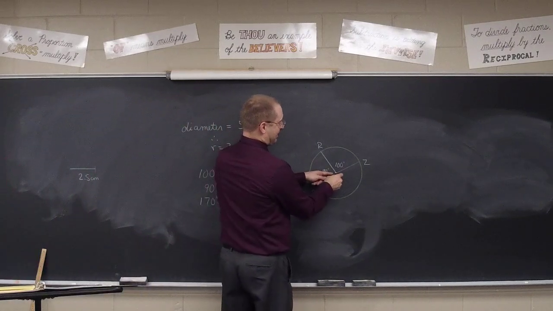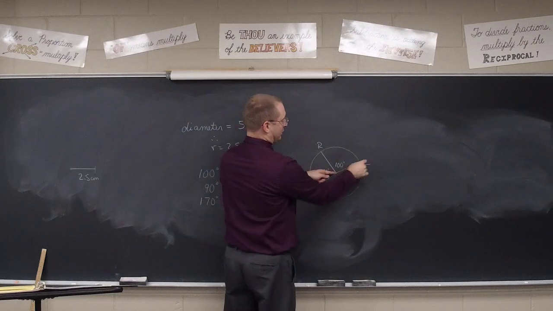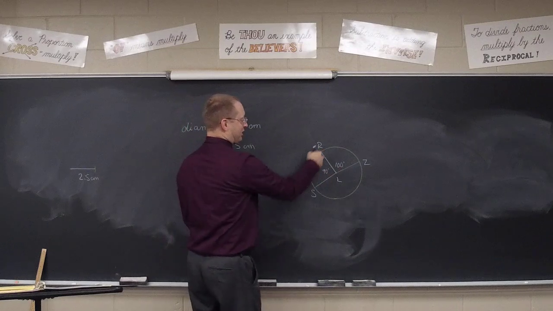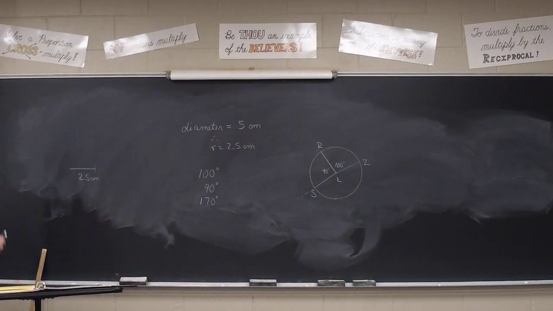I just saw this. This sector of the circle is named loser. LZR. Or this way, looser. Did you do that on purpose?